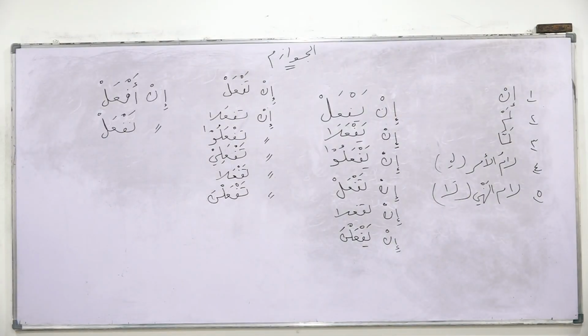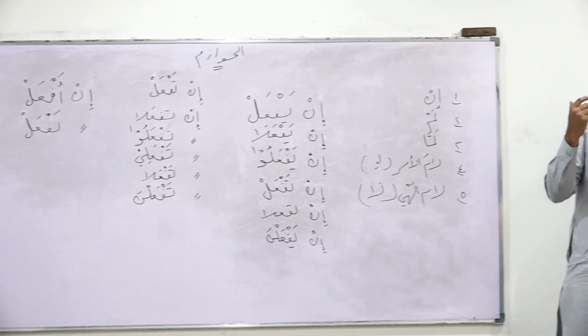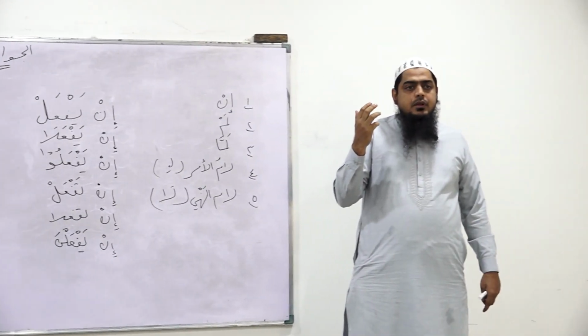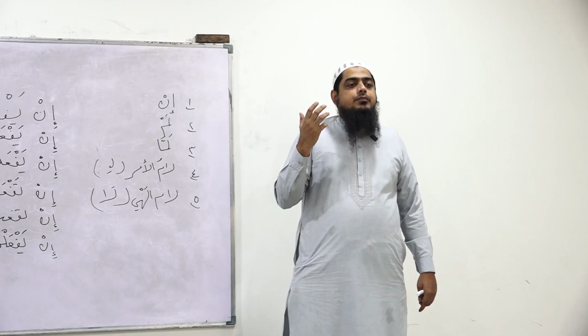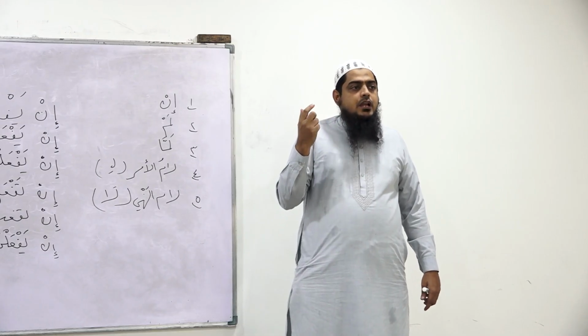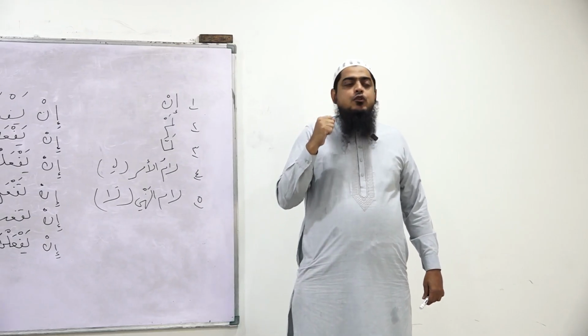Done? So now what we have seen? We learned fi'l amr, and then we learned what is an-nawasib, and we learned what is jawazim. Okay? As al-fi'l al-mudari' is mu'arab, it takes i'rab. So it will take nasb and it will take jazm. You have to note this.